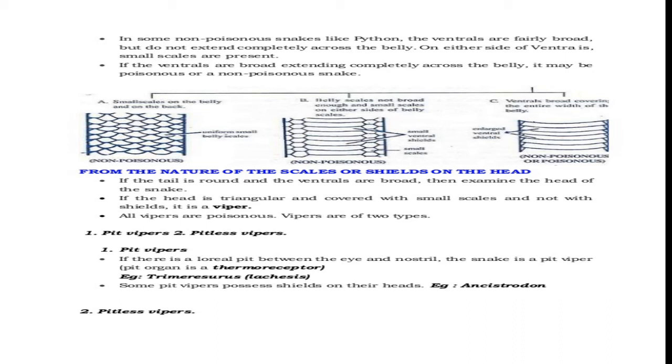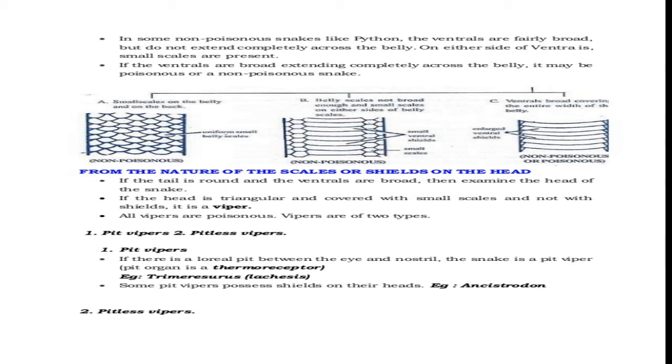If the head of the snake is triangular and covered with small scales and not with a shield, then we can consider it is a viper snake. We know that all the vipers are poisonous in nature. So now we can confirm it is a poisonous snake.